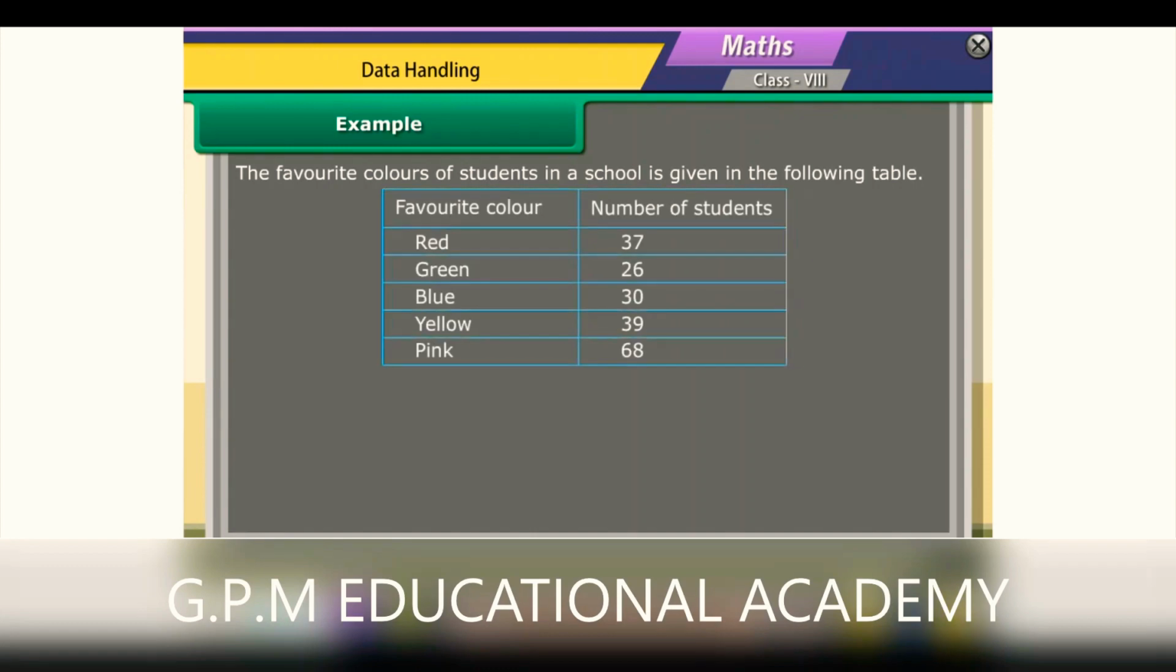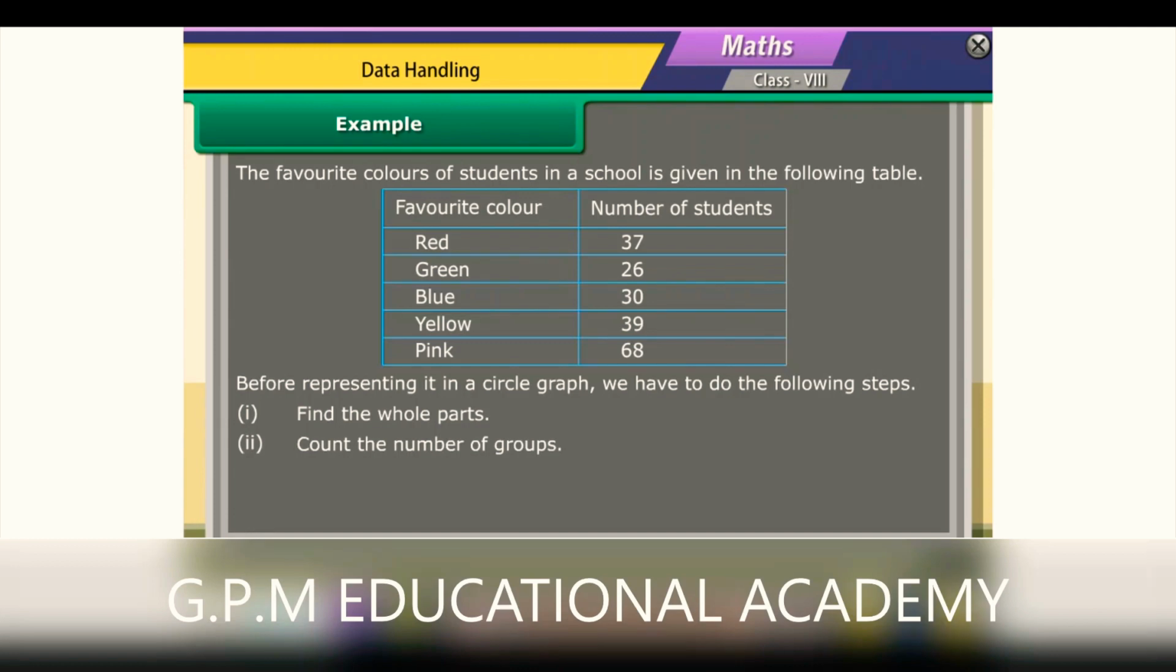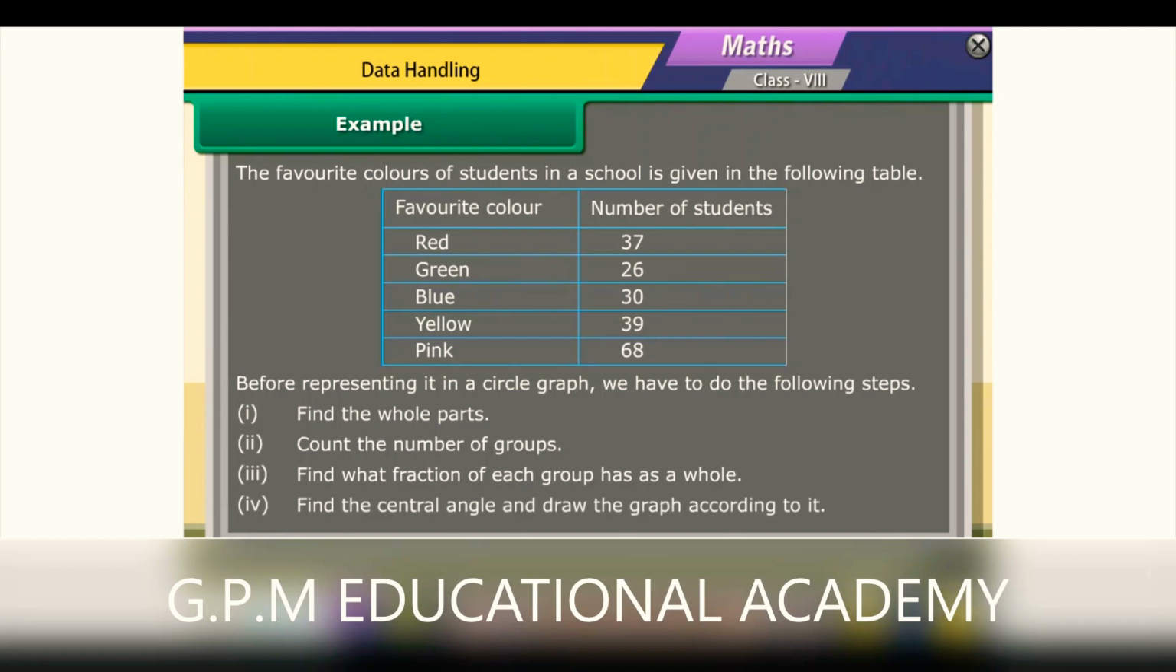Example 1. The favorite colors of students in a school is given in the following table. Before representing it in a circle graph, we have to do the following steps. 1. Find the whole parts. 2. Count the number of groups. 3. Find what fraction of the whole each group has. 4. Find the central angle and draw the graph according to it. Solution. Total number of students is equal to 200.